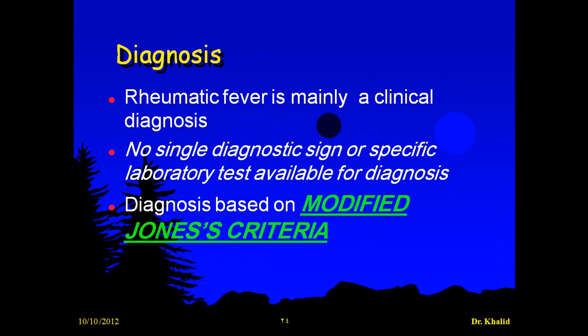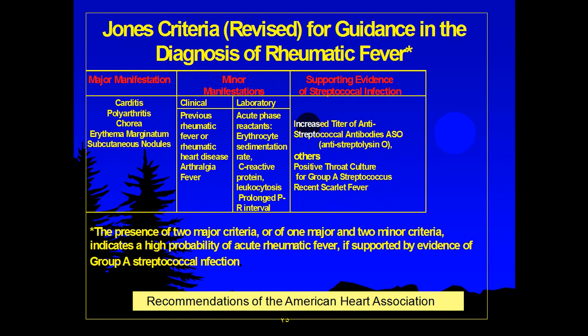Diagnosis: rheumatic fever is mainly a clinical diagnosis. There is no single diagnostic sign or specific lab test available for diagnosis. It is diagnosed based on the modified or revised Jones criteria, which were put forward in 1954 and have been revised several times until now. These criteria include major criteria and minor criteria, with supportive evidence of group A streptococcal infection.